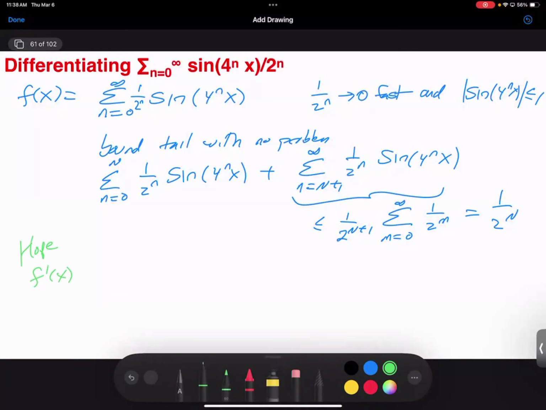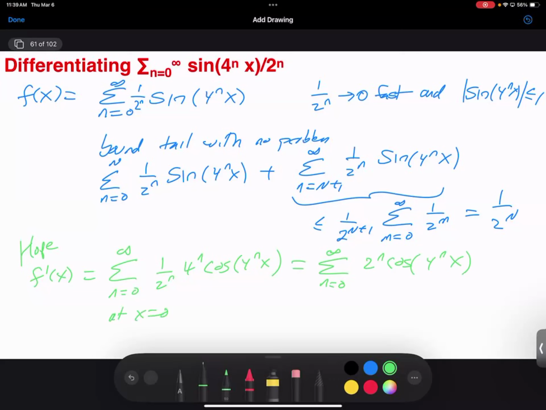And so the hope is f prime of x would be the sum n goes from 0 to infinity, 1 over 2 to the n times the derivative of sine of 4 to the nx. What's the derivative of sine of 4 to the nx? Cosine of 4 to the nx. So this is the sum n goes from 0 to infinity of 2 to the n cosine 4 to the nx. And I'm being very, very kind today. Anybody want to give me a value of x? 0. So at x equals 0, we get the sum of 2 to the n, n goes from 0 to infinity, which is infinity.